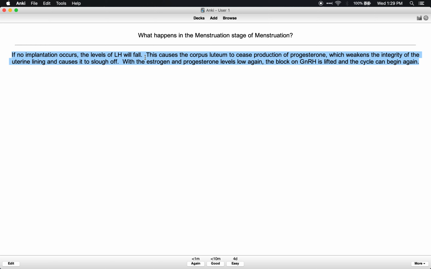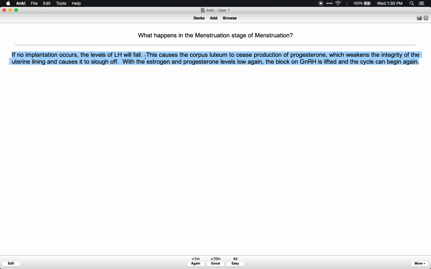Holy moly. If no implantation occurs, the levels of LH will fall. And if the levels of LH fall, this causes the corpus luteum to cease production of progesterone, which weakens the integrity of the uterine lining, because it needs progesterone, and causes it to slough off. With the block on GnRH lifted, okay, I kind of get it. You have no implantation.